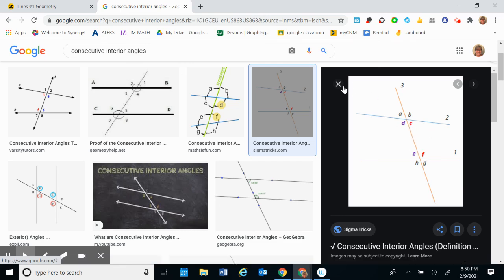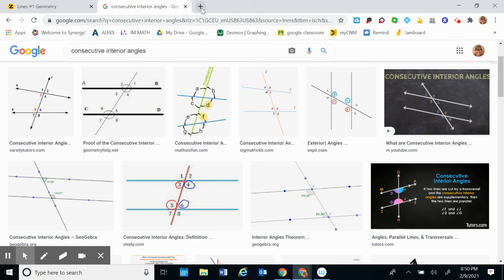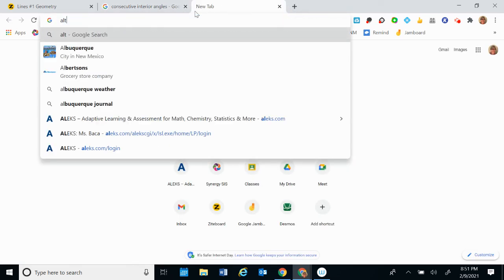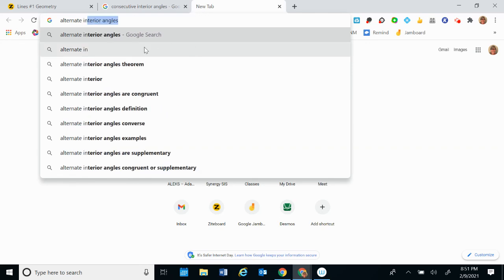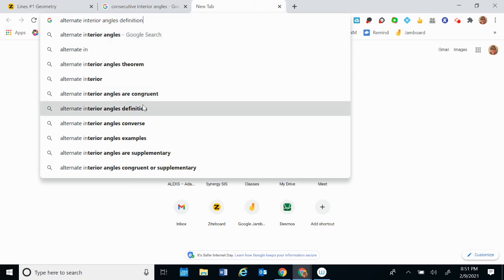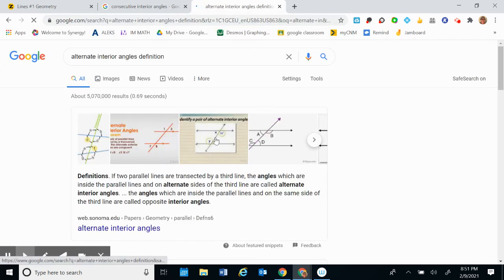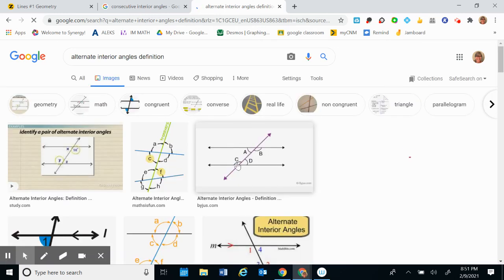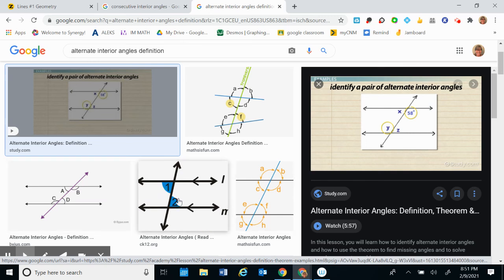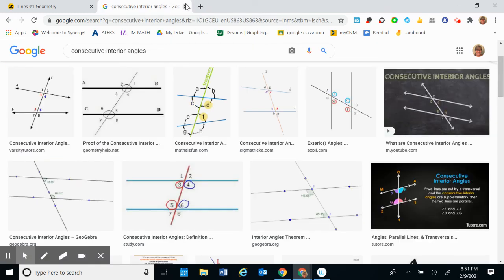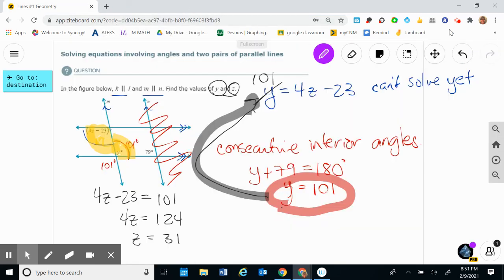I drew those for you, but if you want something prettier, if you need to remember, you can search alternate interior, and look, it comes right up. Alternate interior, right here. C and B. A whole bunch are coming up, but right here is a great definition: 1 and 2, alternate interior. Get the idea? You can look them up. It's really important that you know the names. All right, that's it for these notes.